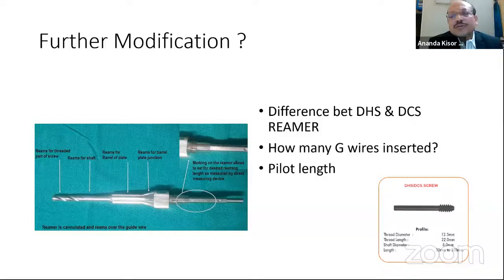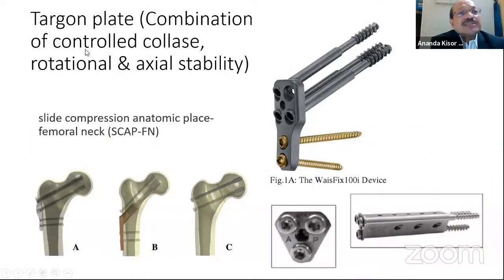It is a DHS with CHS, the DHS with anti-rotation CHS, and this is basically the ideal one. Now coming to this: the slight compression anatomical placed femoral neck plate, SCAP FN, whose commercial name is the Tardon plate. It is a combination of controlled collapse. Controlled collapse is allowed inside the barrel so that the screw will not project outside the plate, and that will provide rotational stability as well as axial stability.